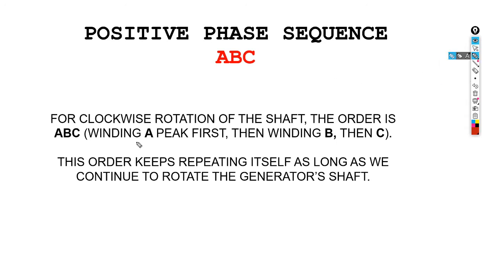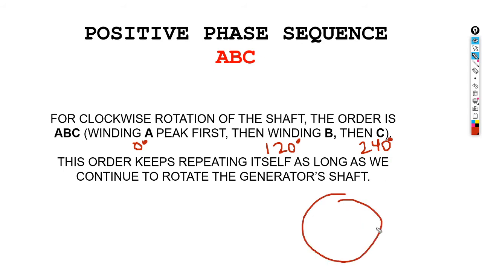So as we said, if A is at 0 degrees, we expect to have B at 120 because the split between the three conductors is 120, and this will be at 240. So our shaft is basically something like that. If our A conductor is somewhere here, then we have our B somewhere there, and then our C.